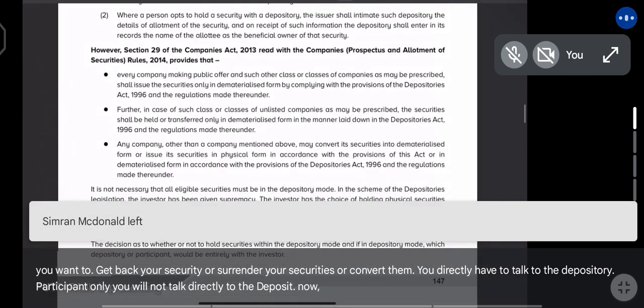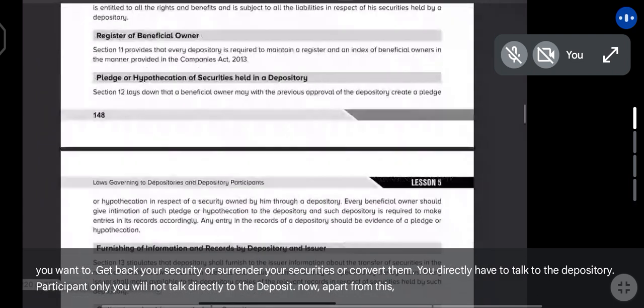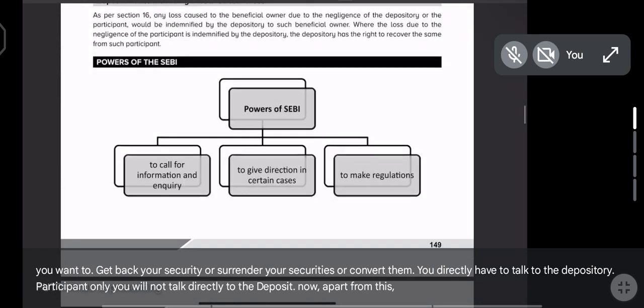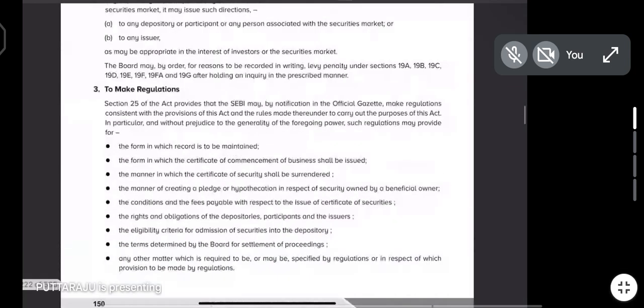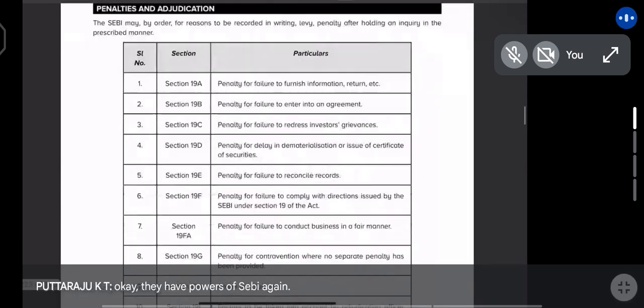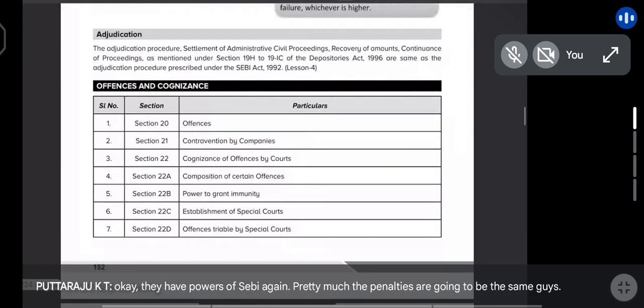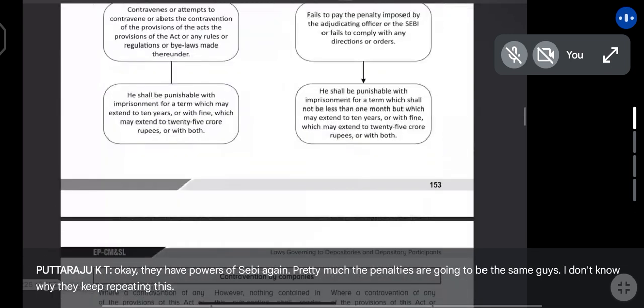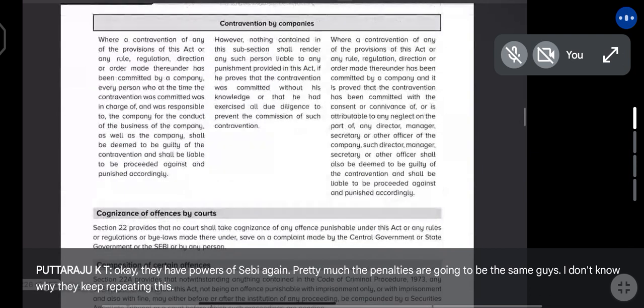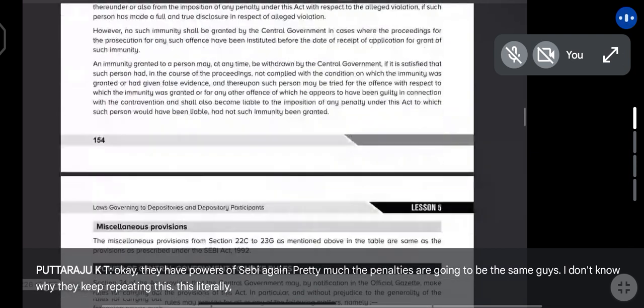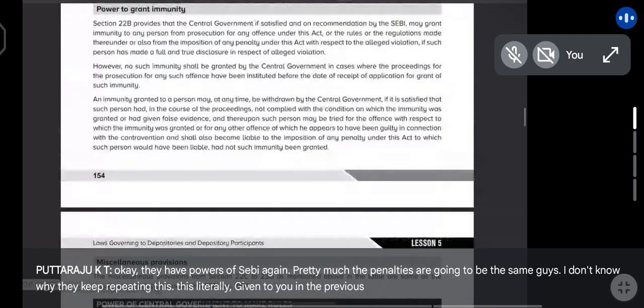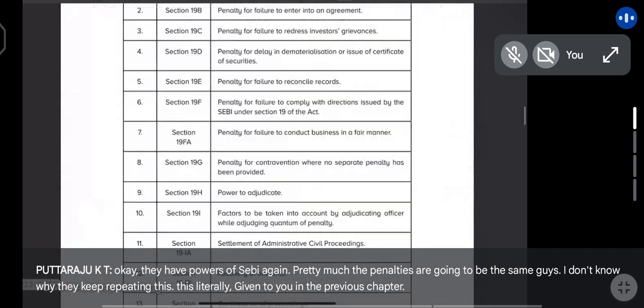Now, apart from this, they have powers of SEBI again. Pretty much the penalties are going to be the same, guys. I don't know why they keep repeating this. It's literally given to you in the previous chapter. Alright, we might as well do it.